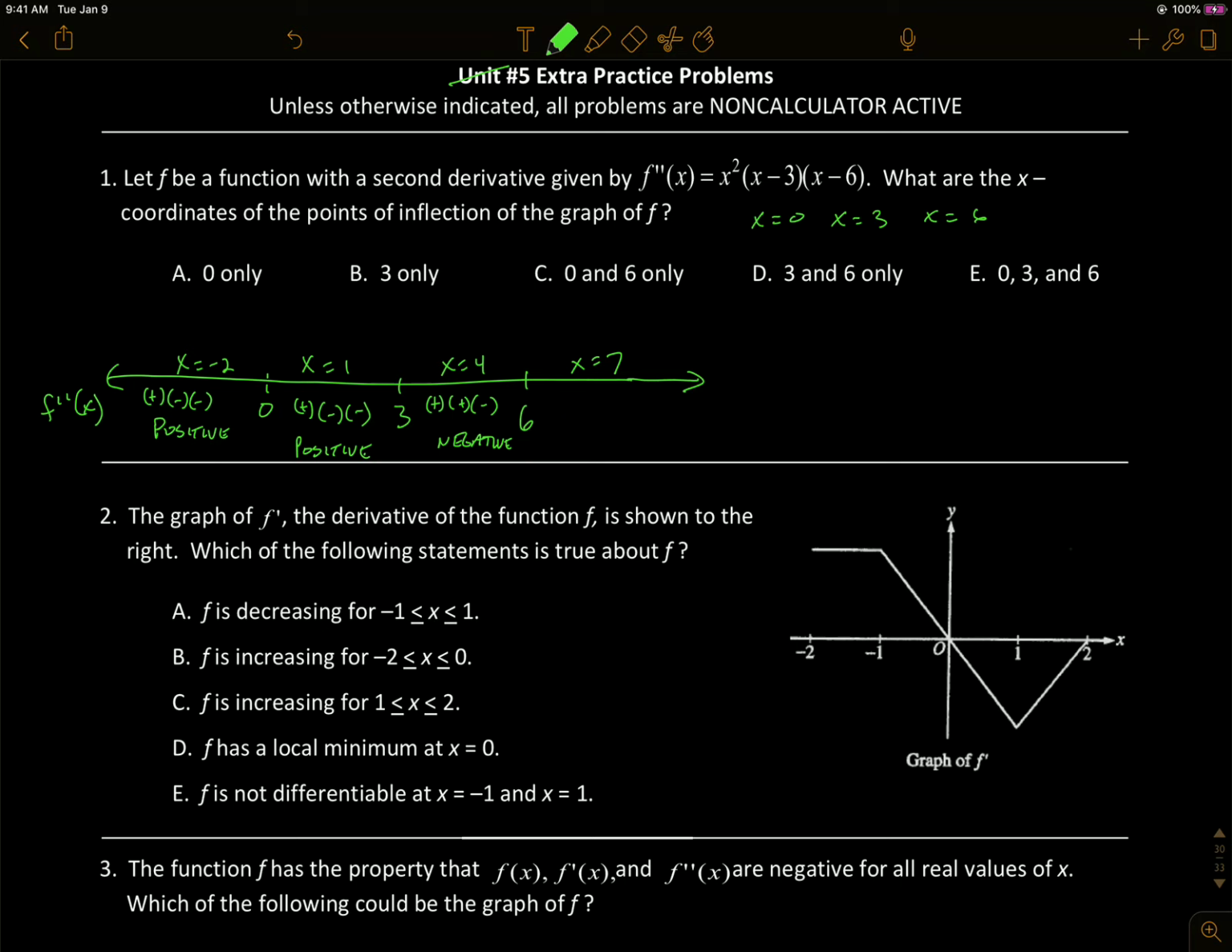second derivative. And then when I plug in 7, I'm going to get a positive times a positive times a positive. So I'll get a positive second derivative. They want to know what are the x coordinates of any points of inflection, and that's anywhere the second derivative switches signs. So it's going to switch here at 3, and it's going to switch again at 6. 3 and 6 only.